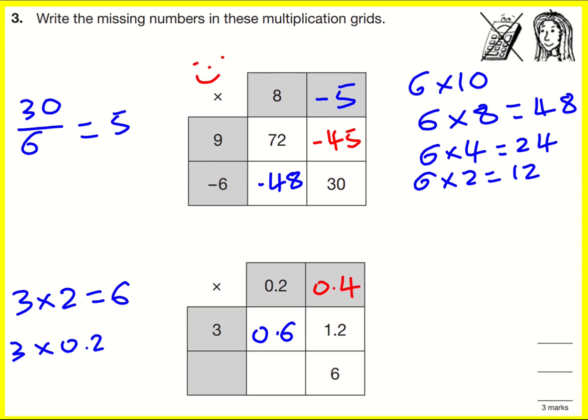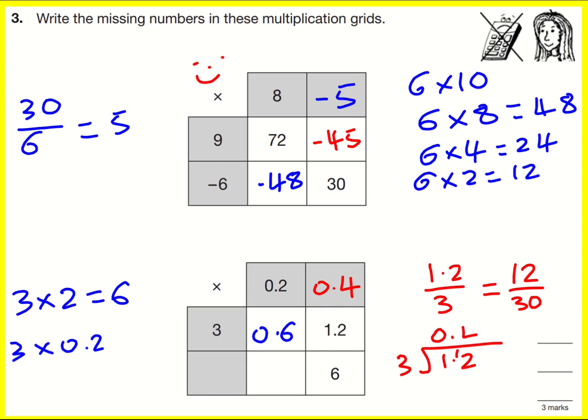The other way to get it is 3 times something is 1.2. So we could do 1.2 divided by 3. And we can either do this using equivalent fractions, 12 over 30. Not a big fan of that. Probably best to do it as a short division. Don't worry about the decimal point. 3's into 1 don't go, 3's into 12 go 4. Yeah, that's better. Okay, 0.4.